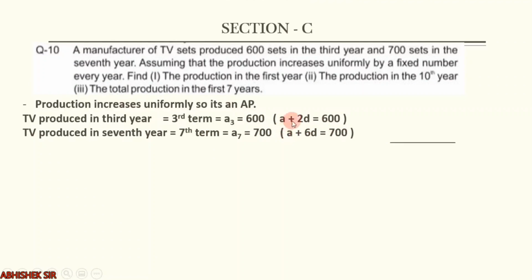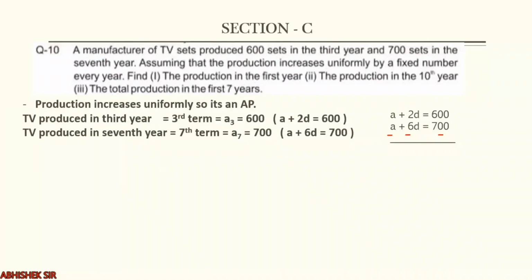We have got two equations in which two variables are there. We can easily eliminate and then find out the value of A and D. So after that we can find other answers as well. So let us try to solve A plus 2D equals to 600 and A plus 6D equals to 700. So we will use elimination method. You see, A plus 2D 600 I have written, A plus 6D 700 I have written.